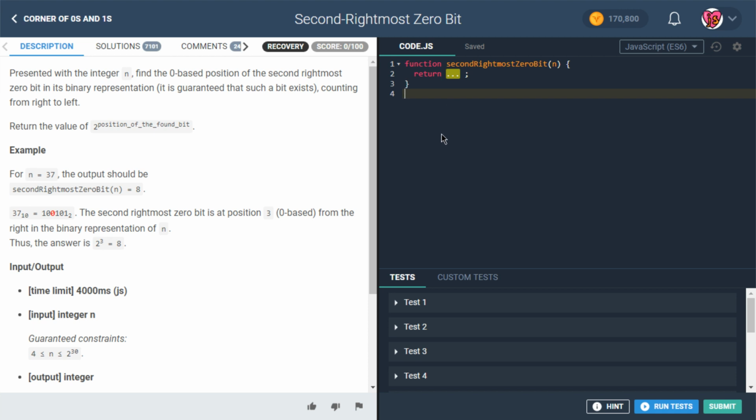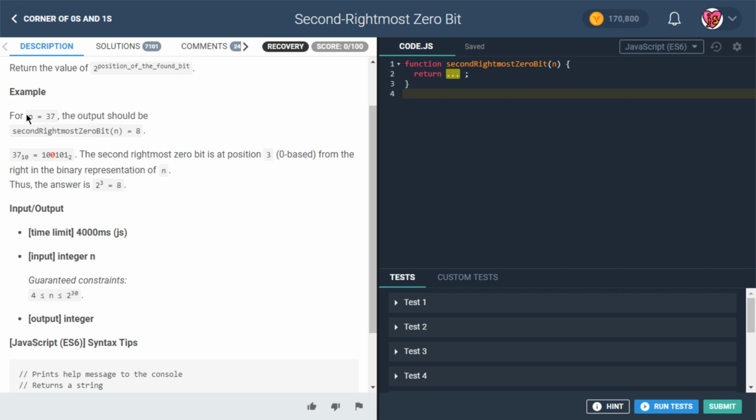All right, so we'll take a look at our solution in just a sec, but first, let's see what it's asking us. So we're presented with an integer n. We want to find the zero-based position of the second rightmost zero bit in its binary representation. It's guaranteed that one of those is going to exist, counting from right to left. And we want to return the value of basically 2 to the power of whatever that position is that we discover. Okay, so that seems a little abstract, maybe a little weird at first, but let's take a look at the example and maybe that'll clarify some things for us.